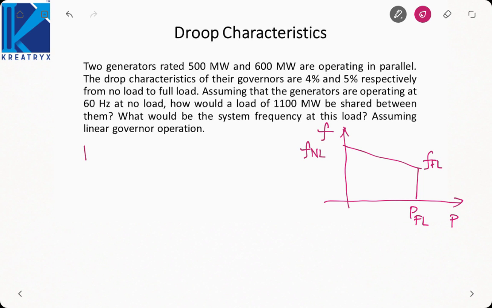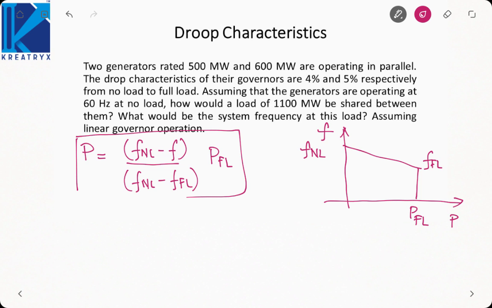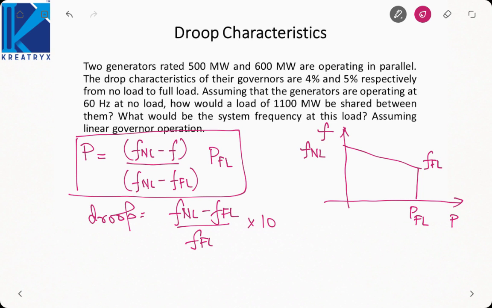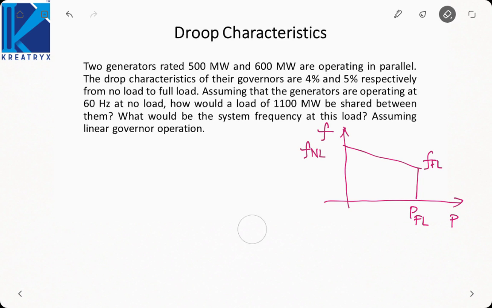Now here you have to remember the power output of any machine is equal to no load frequency minus actual frequency, over no load frequency minus full load frequency, into full load power output. This is the straight line equation governing the droop characteristics. And what is droop actually? It is no load frequency minus full load frequency by full load frequency into 100%. Similarly, in the denominator, there can also be no load frequency, which you have to judge based on the question. So let us see the problem.